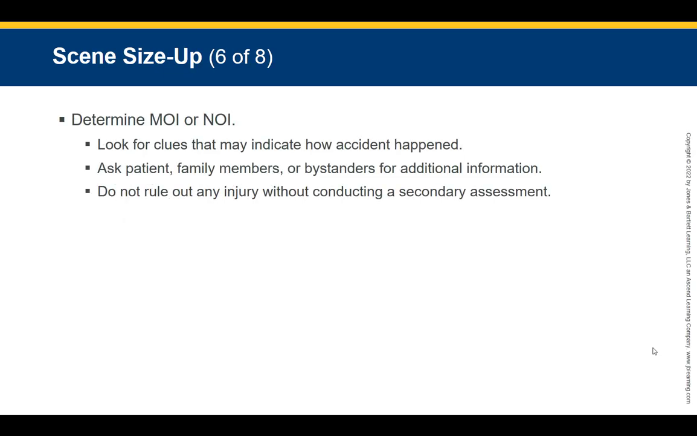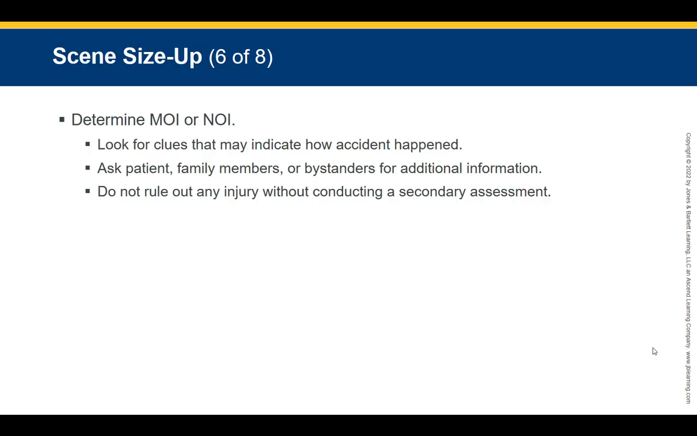Now, when we say MOI or NOI, what's the mechanism of injury? What's the nature of illness? Right? What physically caused it, or why are they sick? And we might see clues. Maybe we see a dead deer. Why is there a dead deer there? Because it jumped out in front of the car and caused them to crash. And maybe they were throwing up, and that's what caused them to crash. And we see signs of them vomiting in the car or whatever else.